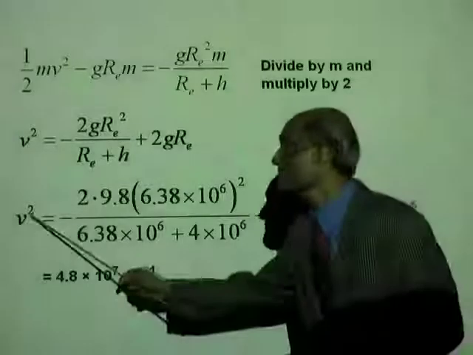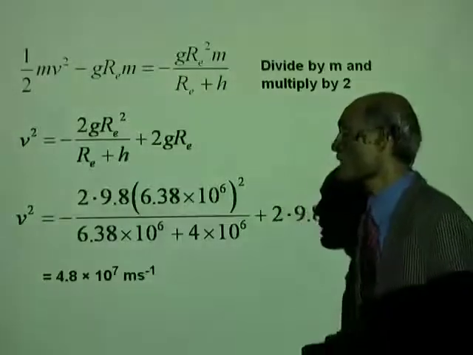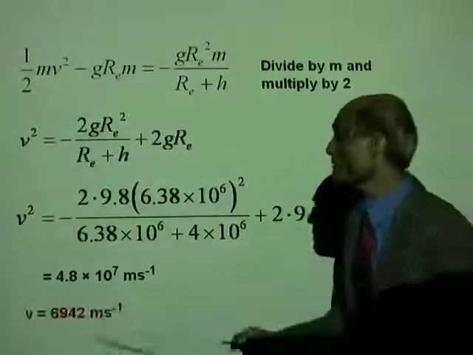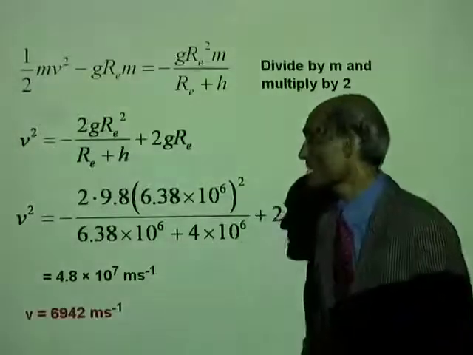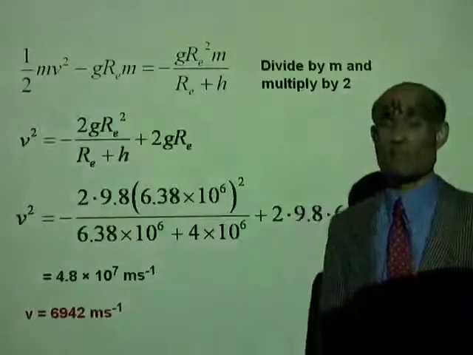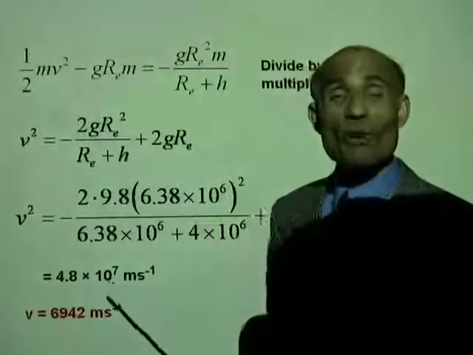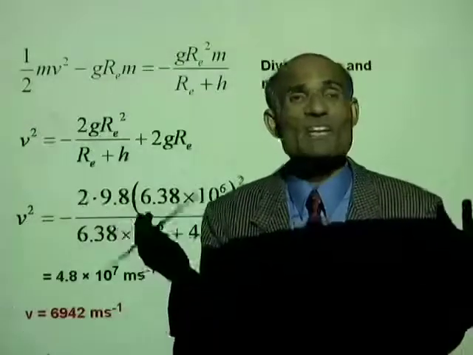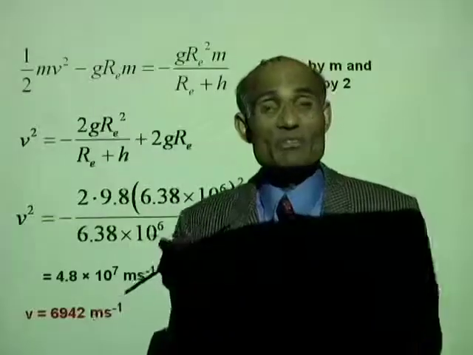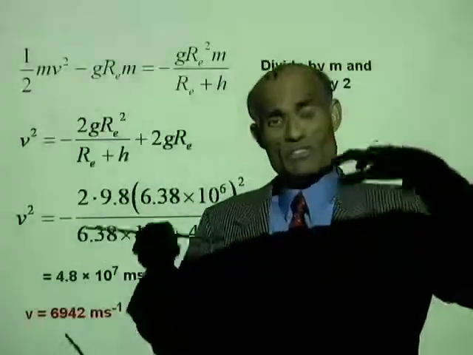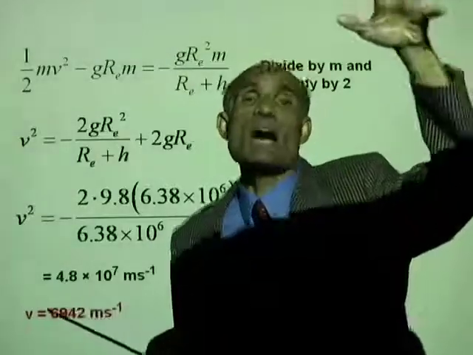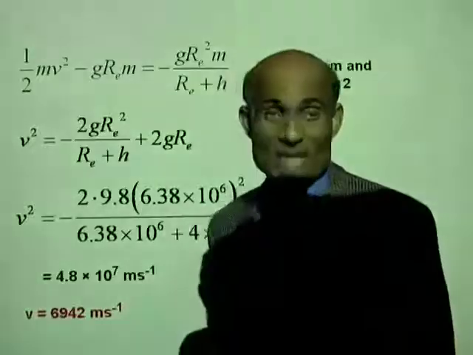And that gives me V squared is 4.8 times 10 to the 7 meter per second. Therefore, V is 6,942 meter per second. You can see the method of all such problems is almost the same. We use the conservation of energy. The total energy at the surface of the earth equal to the total energy at other place, wherever that is.